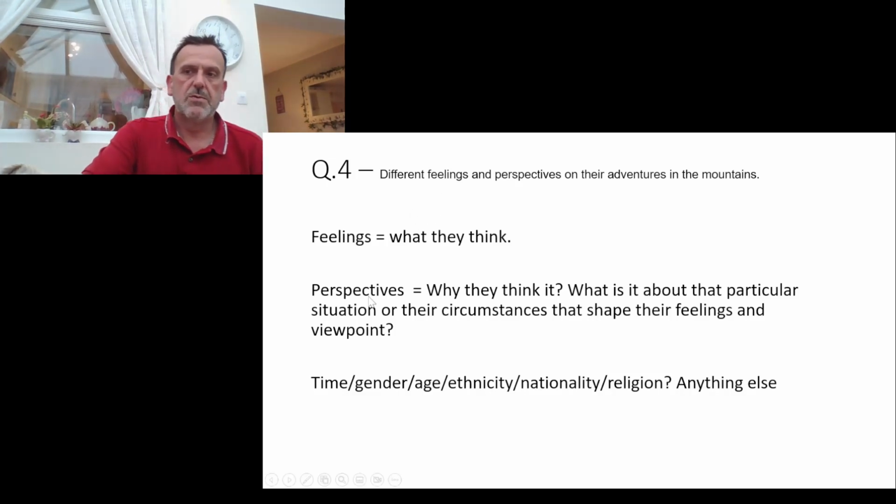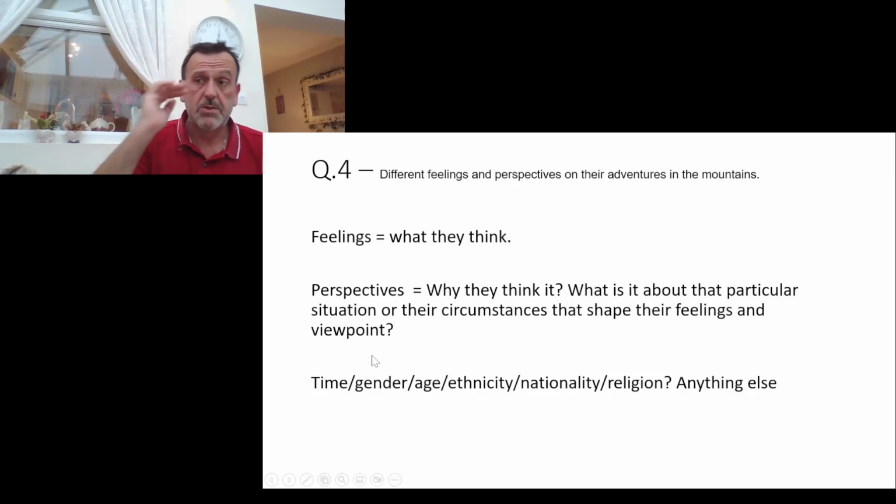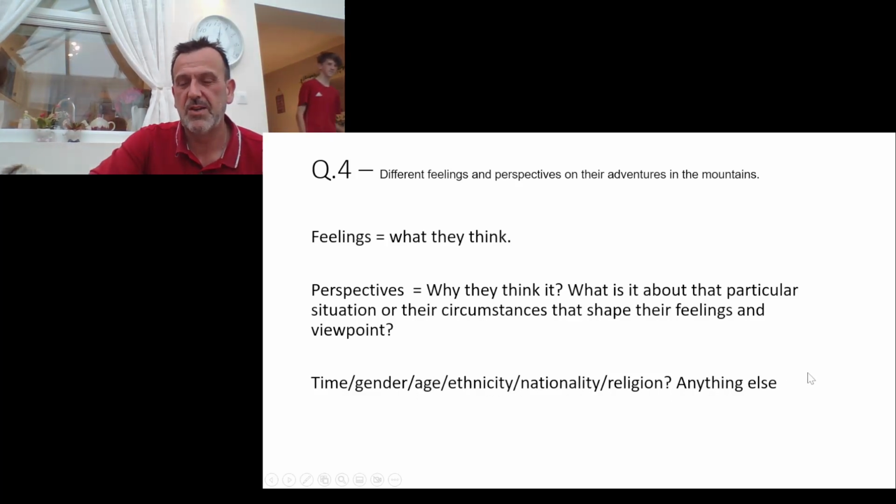In terms of the differences, it's always going to come down in this paper to time. Normally things are different in the old days. Gender experiences are different for each gender, particularly in Victorian times. Age, old people, young people. Ethnicity, nationality, religion, and it could be other things, but it'll mainly be the first three.